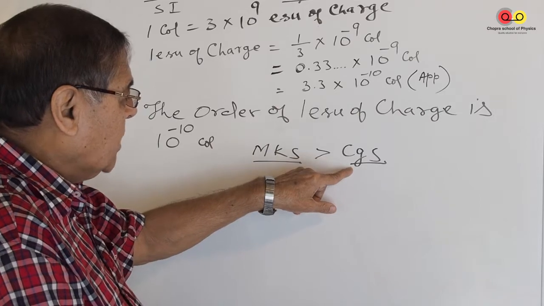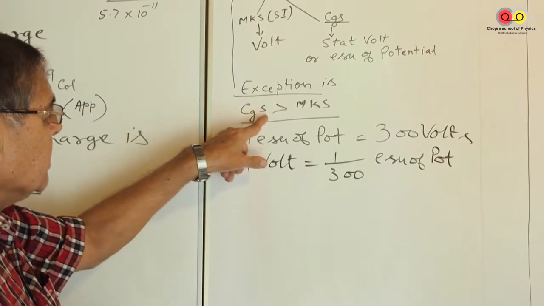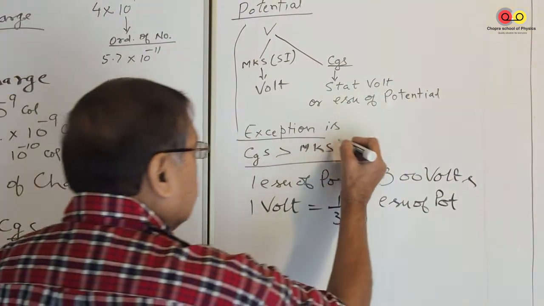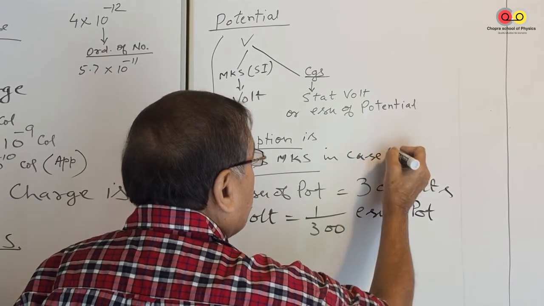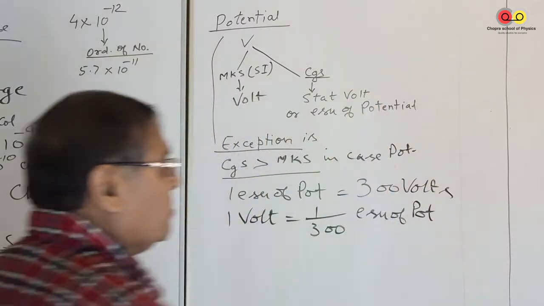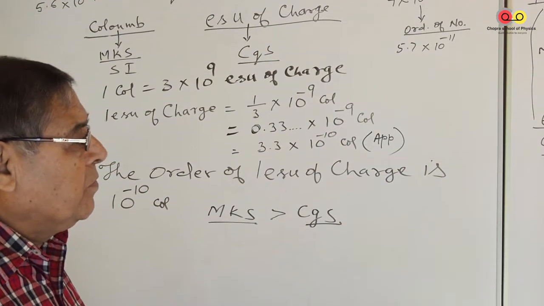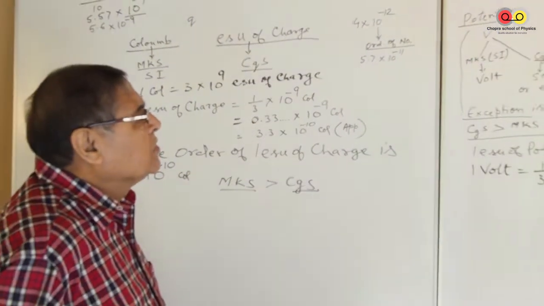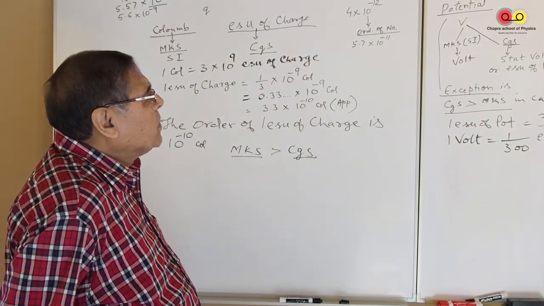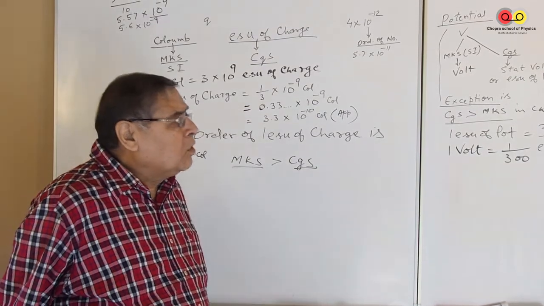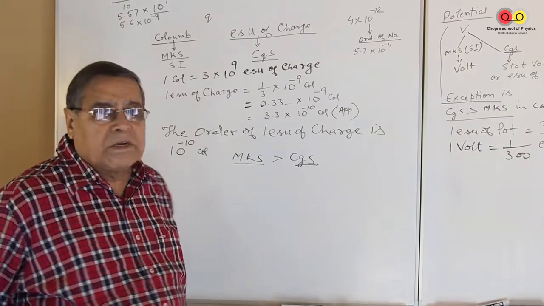MKS greater than CGS is the normal rule, but the exception is CGS greater than MKS in case of potential. So I hope this is clear to you. And after this, we are going to discuss the formulas for capacitance and the units. Then we will come to the formulas and how we convert one formula into another. I hope all these facts are clear to you.